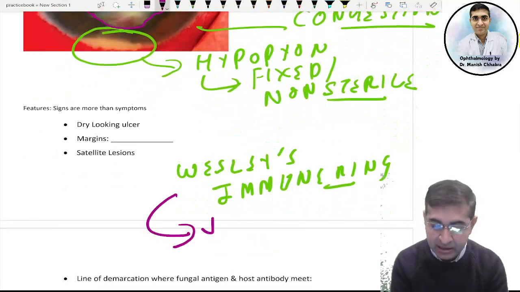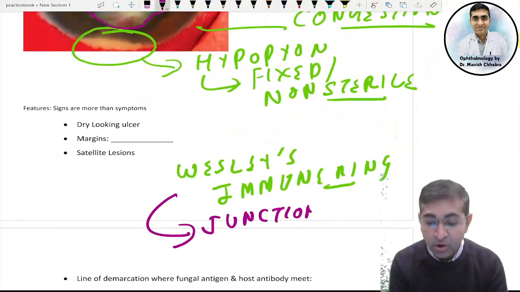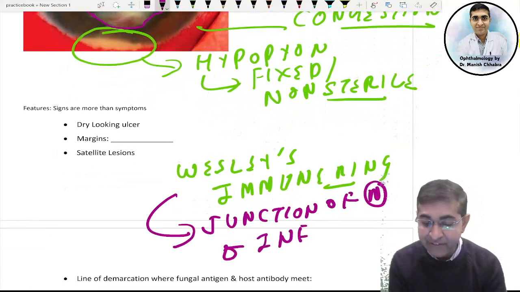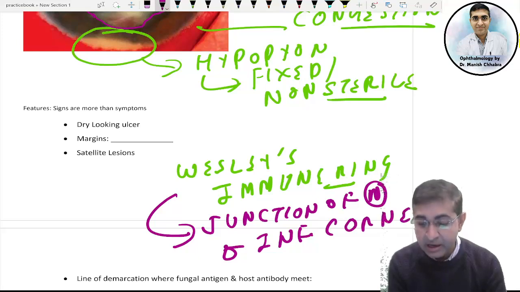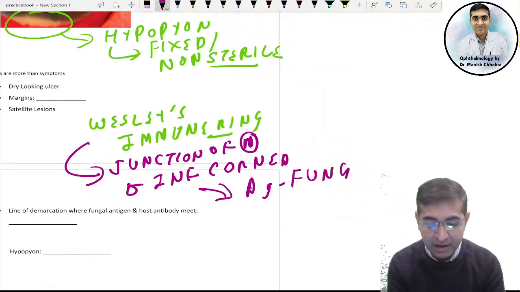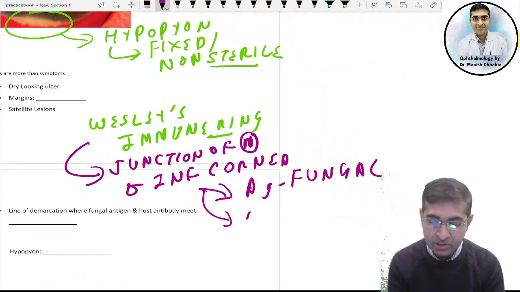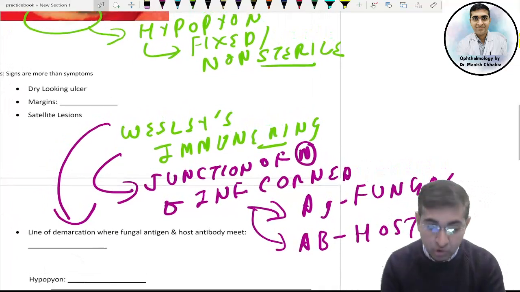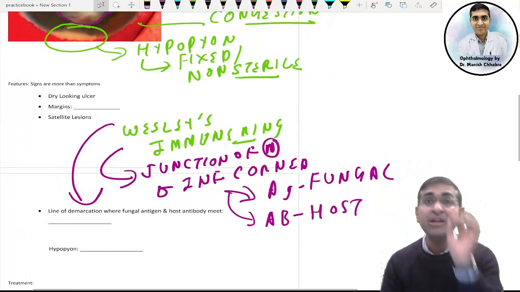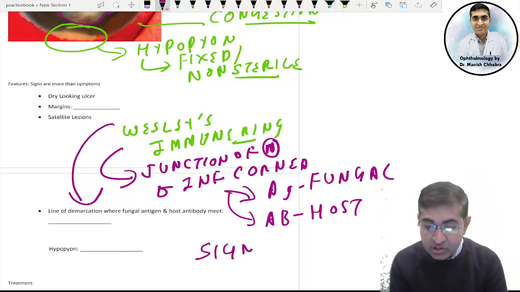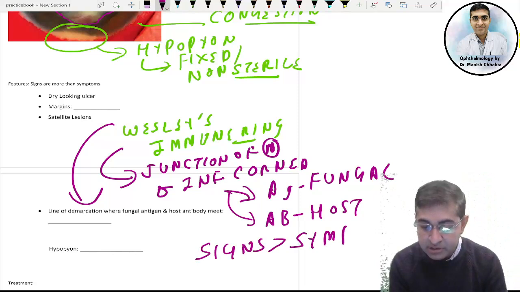It is at the junction of normal and infected cornea, and it is due to antigen, which is the fungal antigen, and antibody, which is the host antibody. Yes, it is already here. And hypopyon, I have already told you. Okay, but the important feature that you should also know is that here signs are more than symptoms. Yes.